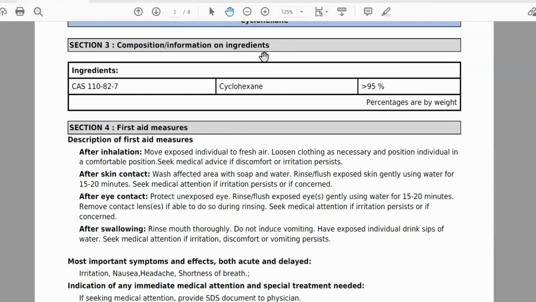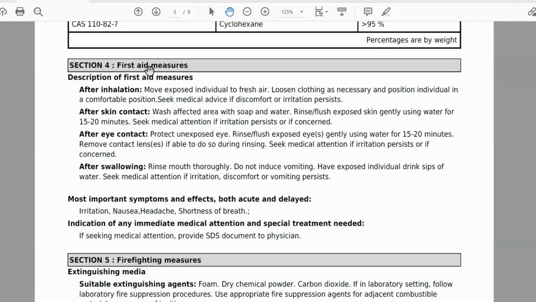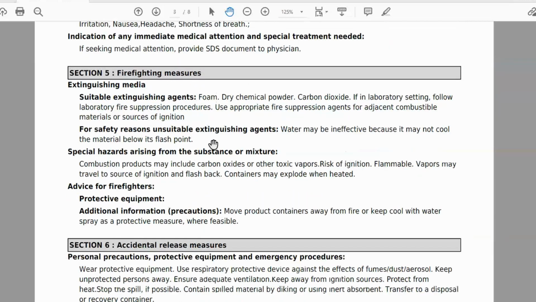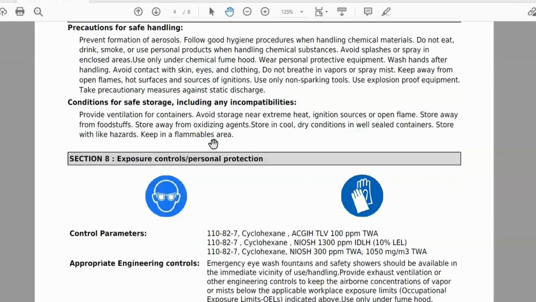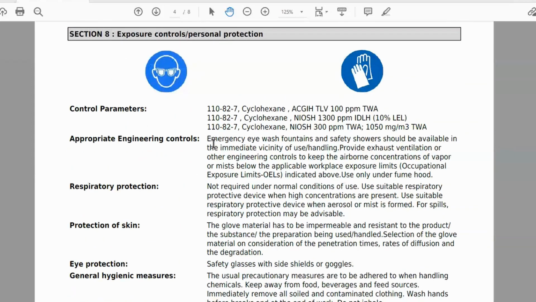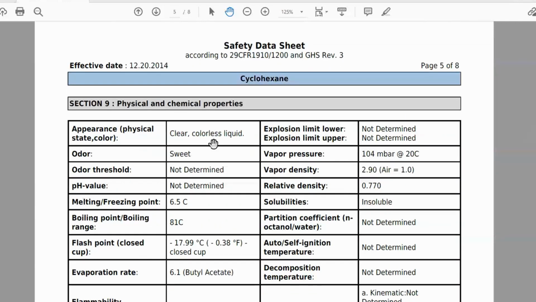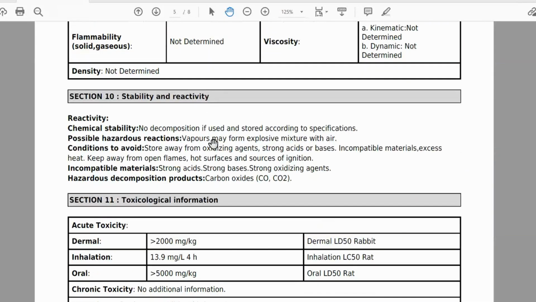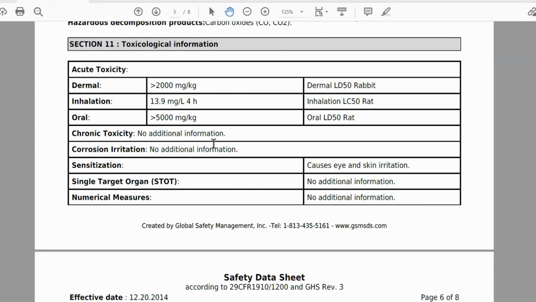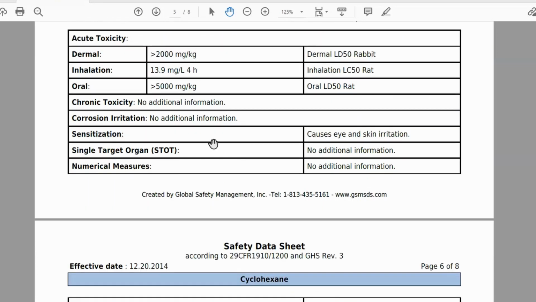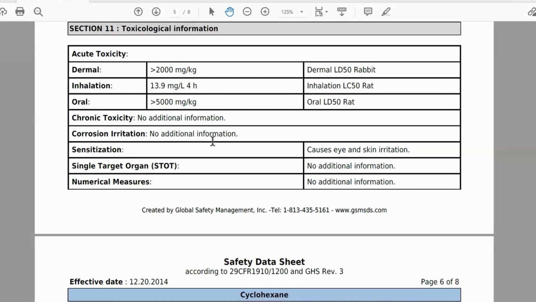So composition of chemical. First aid measure is the one that you want to see if you are talking about something related to health. So what do you do? All right. But if you want to look at the health effect, it is on this one. All right. This is the health effect. So you have to read this and you can see the health effect of the chemical.